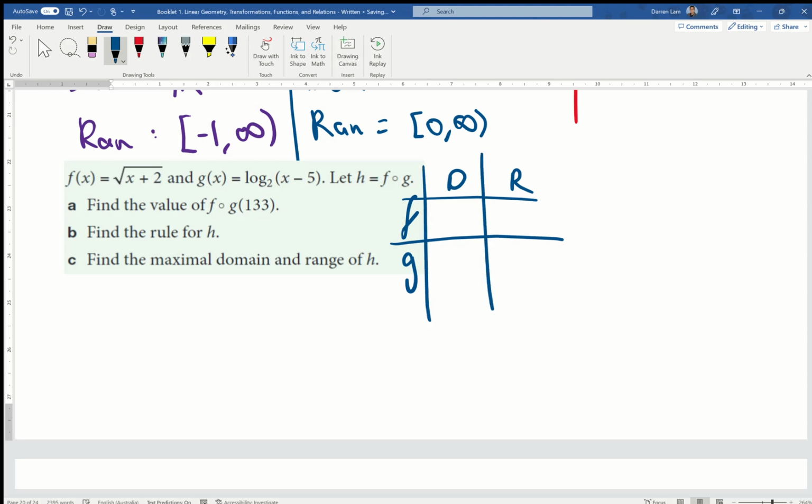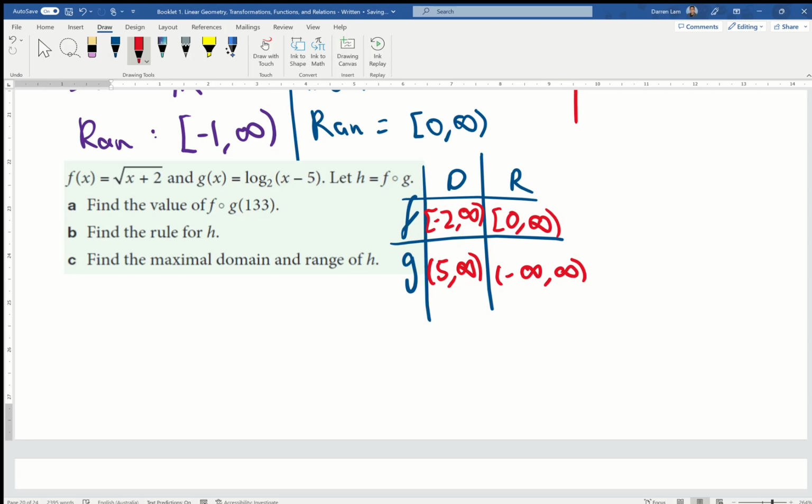Now, the domain of my f function is going to exist from -2 to infinity. The range of that function is going to exist from 0 all the way to infinity. I'm sure you're familiar with square root functions. The function of g exists from 5 to infinity, not including 5, and goes from -infinity to positive infinity.